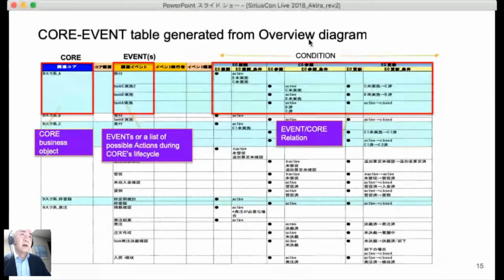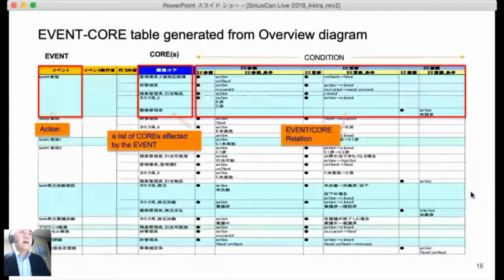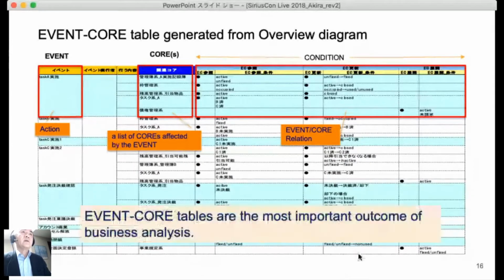This is a list of cores, and for each core, a list of events is associated with conditions. This table is used when reviewing the requirements with customers. There's another table, event core. It's a reverse relationship, and it's generated. For each action, what other related cores are in this event? And this one is the most important outcome of business analysis and will be passed to the next phase.